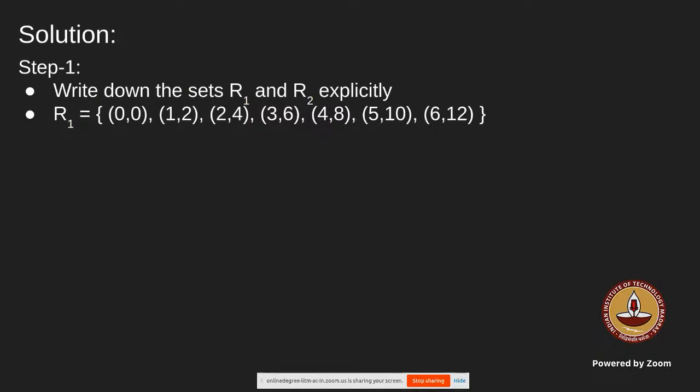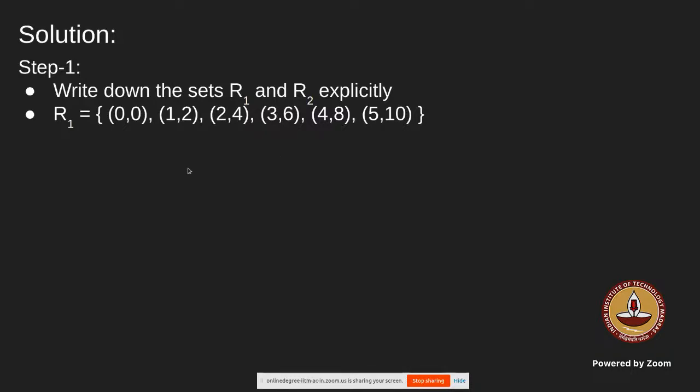6, 12. But what was the condition? The condition was less than or equal to 10, right? So 6, 12 should not be there. All elements should be less than or equal to 10. So how many elements are inside R1? 6. Okay, great.